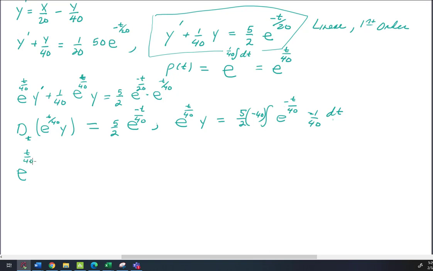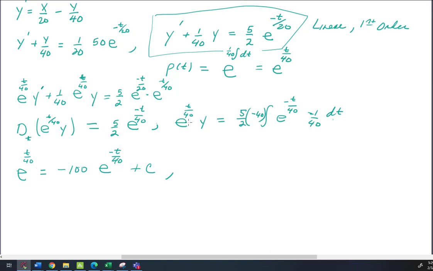So I'm going to take this and jump over here, and I'd have e to the t over 40 times y is equal to, now this is 5 over 2 times negative 40, which would be negative 20, and 5 times negative 20 would be negative 100. And with this 1 over 40 dt, this is e to the u du, so the integral would be e to the negative t over 40, and then of course plus a constant. So I'm going to put a comma in here and work linearly for a minute.